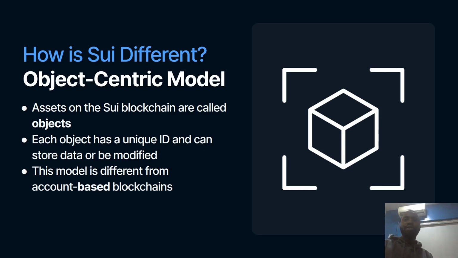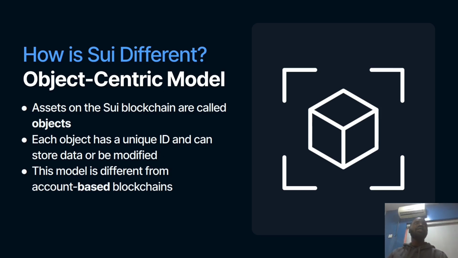Now each object has a unique ID and can store data or be modified. And this model is different from account-based blockchains. Account-based blockchains are talking about a custodian account, right? SUI doesn't operate that way. It's not custodian, such that assets are managed by a smart contract. But in SUI, instead of an asset being managed by a smart contract, the asset is bound to an address.